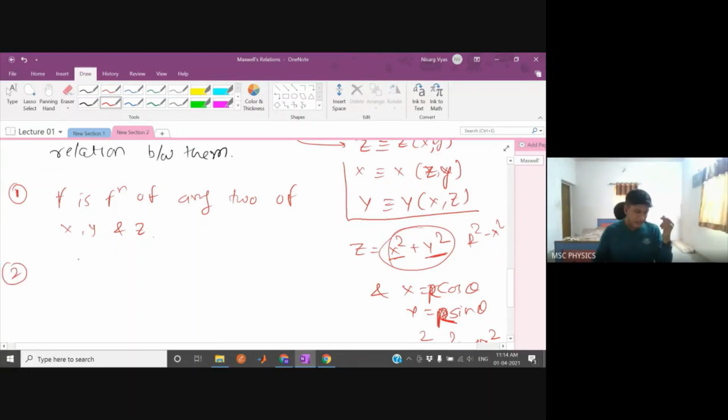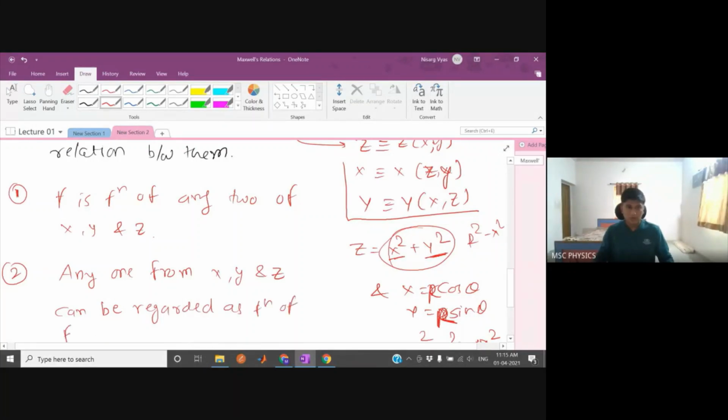And the second case is, any one from x, y, and z can be regarded as a function of f, and any one other than itself from x, y, and z.